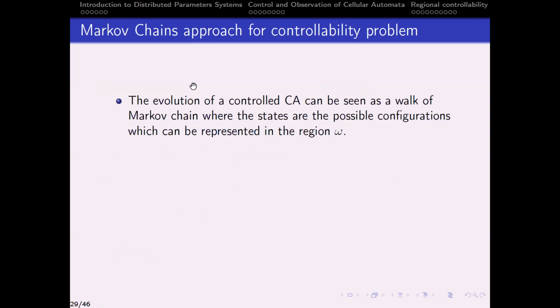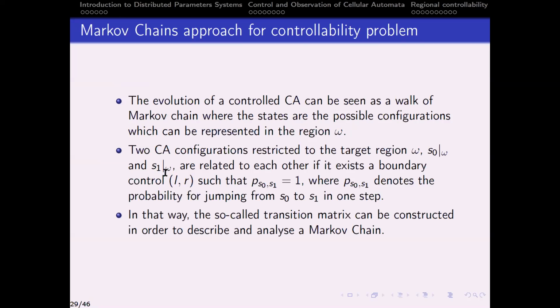First, we applied the approach of Markov chain, and we prove that the evolution of a control CA can be seen as a walk of Markov chain, where the states are the possible configurations, which can be represented in the region omega. If we have two CA configurations restricted to the target region, we can see a relation between these two if there exists a boundary control such that the probability to jump from configuration S0 to configuration S1 is equal to 1.